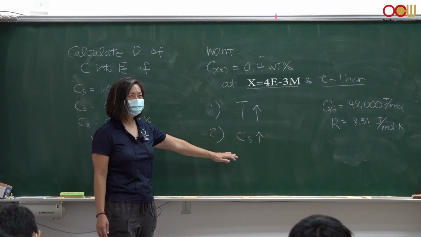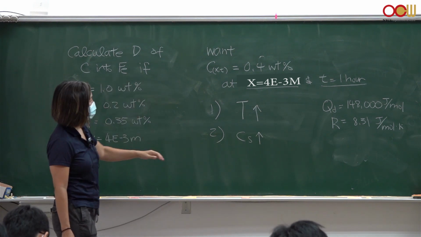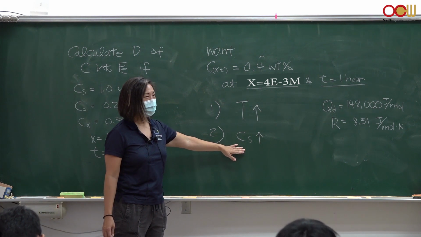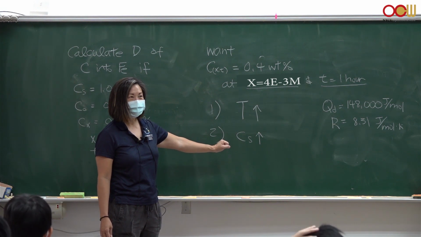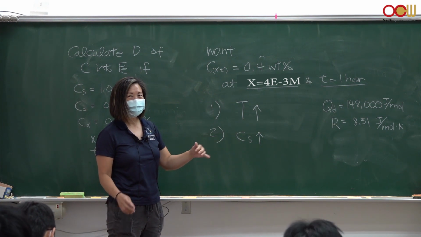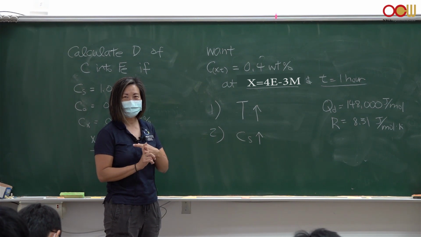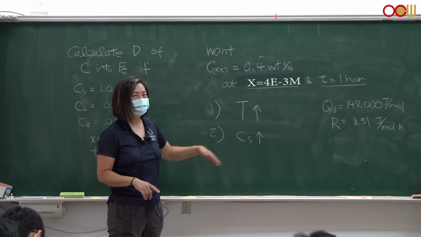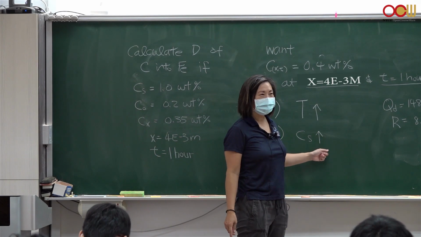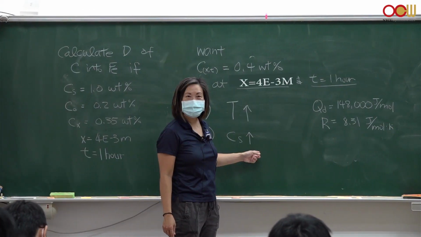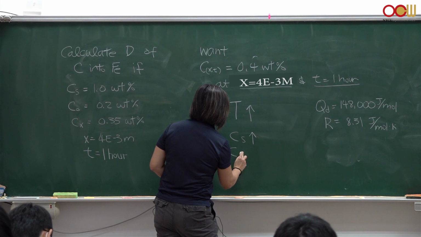So did anyone find the answer for this yet? Because for this, you've already done the calculation for most of it, right? Your x is not changing, your D is not changing, your t is not changing. So this should be an easy calculation. Did anyone calculate for CS? The new CS? Surface concentration.